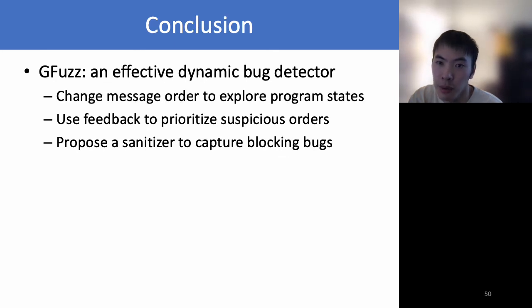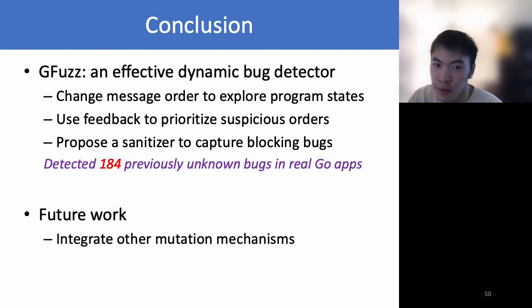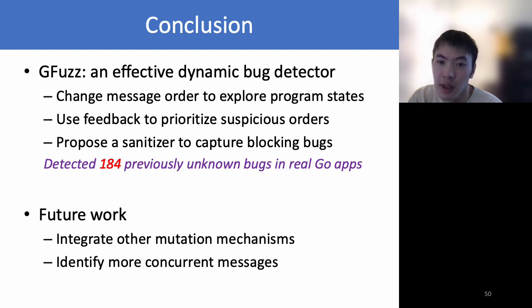As a conclusion, we built GFAS, an effective dynamic Go concurrency bug detector by reordering concurrent messages, using execution feedback to prioritize suspicious orders, and proposing a novel synthesizer to capture blocking bugs missed by the Go runtime. GFAS detects 184 previously unknown bugs in famous Go applications. In the future, we plan to explore other methods to explore Go programs' execution states for more bugs, and design novel analysis algorithms to identify more concurrent messages.